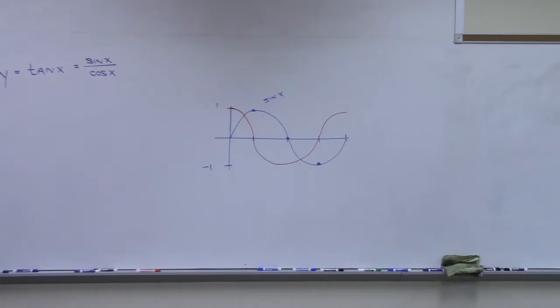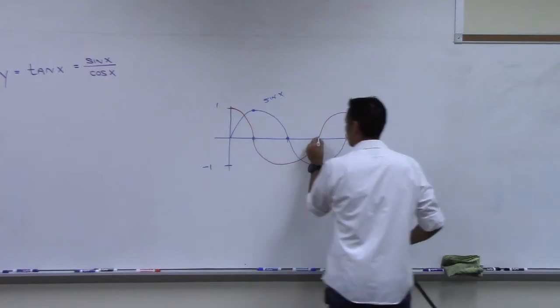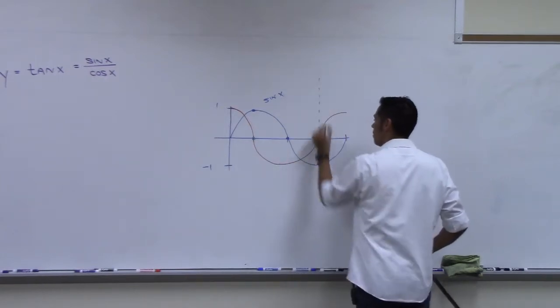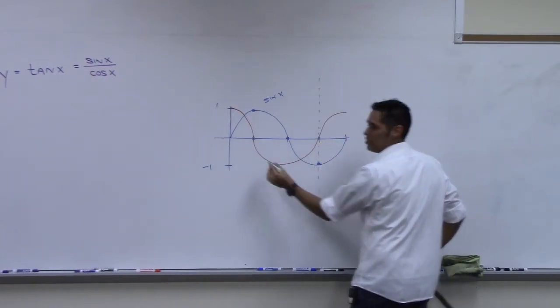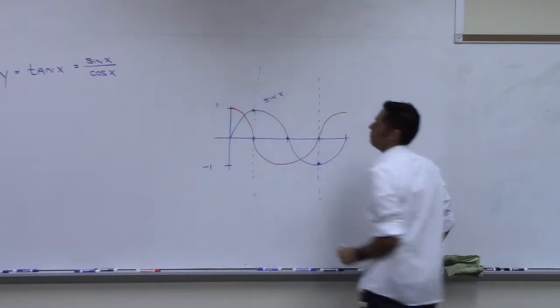All right, so let's get the technicality out of the way. This function is undefined whenever cosine is 0, right? Right. If cosine is 0, this function is going to completely fall apart. That means anywhere where cosine is 0, so anywhere where I have the red function hit the x-axis, I've got major problems, right? So I know right away, here and here, I'm going to have asymptotes for tangent.